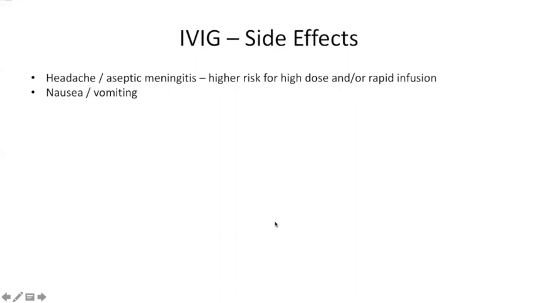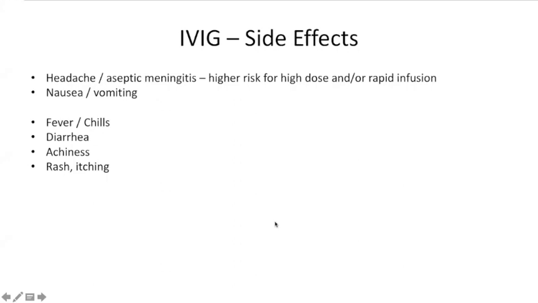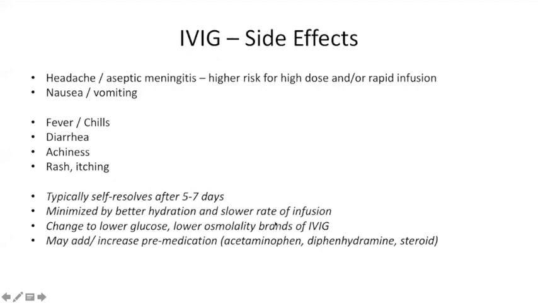And the doses that we tend to use in juvenile myositis are higher doses in general, and/or if the infusion is given very rapidly, so a large dose is given over a shorter period of time. Nausea and vomiting is another more common side effect. And flu-like symptoms, including fevers and chills, diarrhea and achiness, and sometimes rash or itching are other side effects that can be seen. In general, these side effects can happen during the infusion and then in the 1 to 2 days after most commonly, and generally self-resolve after 5 to 7 days.